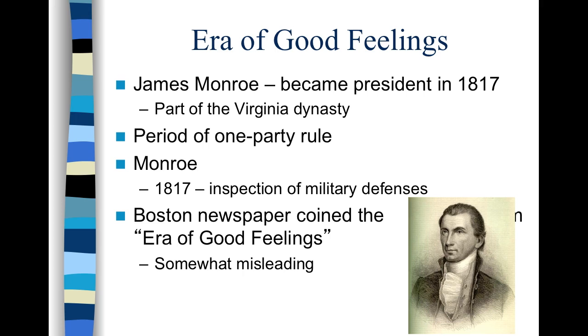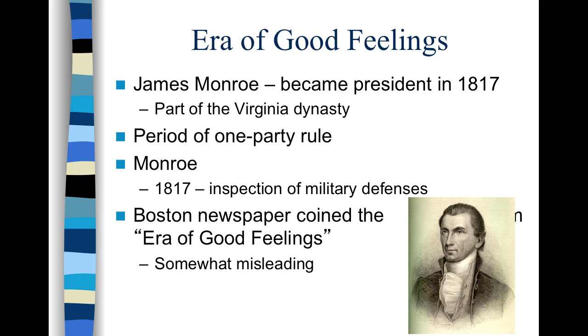Okay, so this ushers in what becomes known as the era of good feelings. James Monroe becomes president in 1817. He's still part of that Virginia dynasty: Washington, Adams, Jefferson, Madison, and now James Monroe. So that became known as the Virginia dynasty. You had to come from Virginia to actually become a president to some degree.